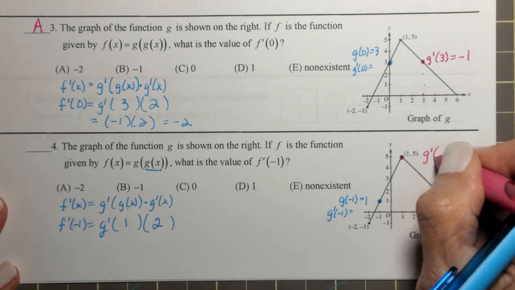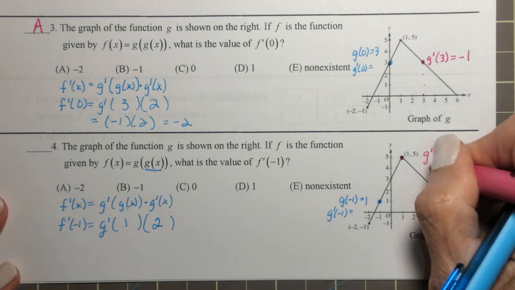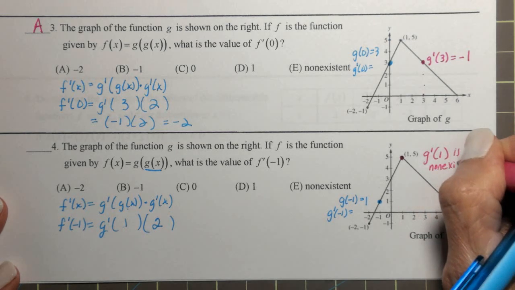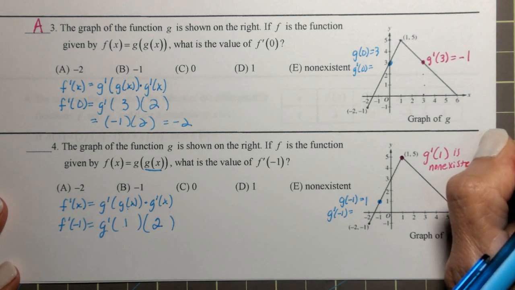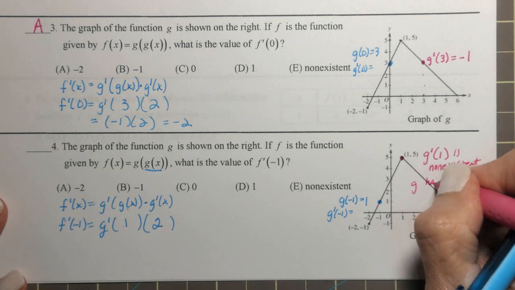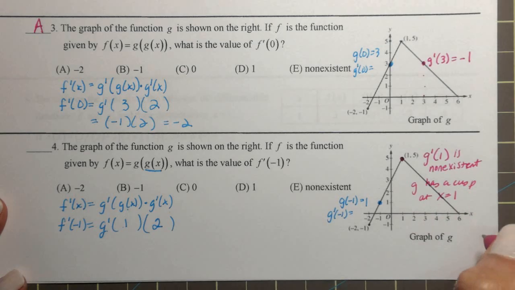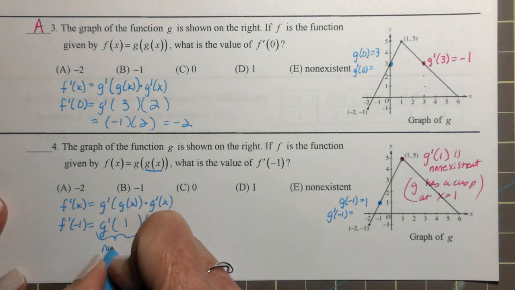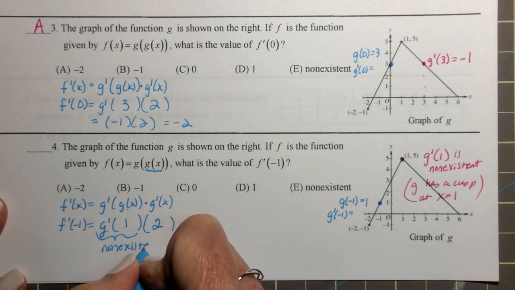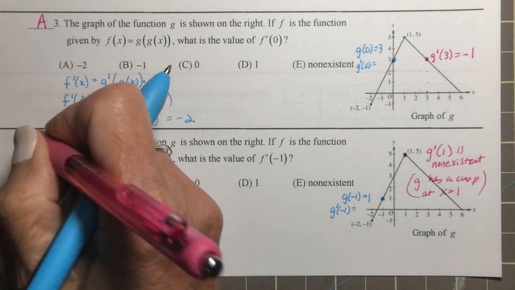What is g prime at 1? G prime at 1 is non-existent. It does not exist because g has a cusp at x equals 1. That's why. Okay? So this piece right here is non-existent. Can you multiply a non-existent by 2? No. The answer here is E, non-existent.